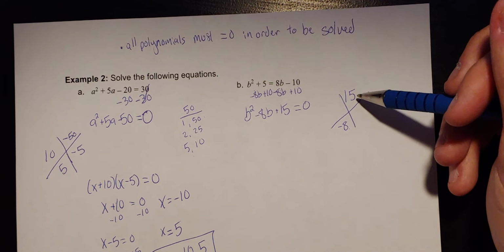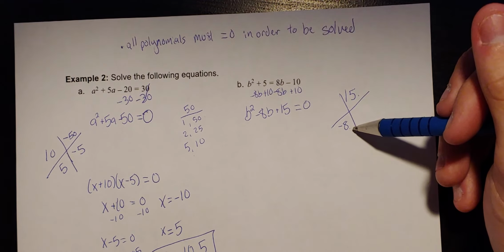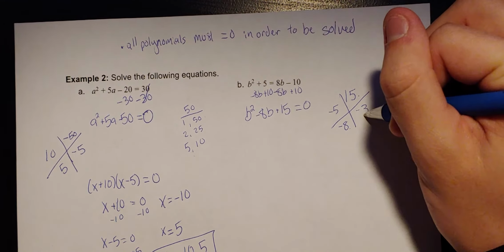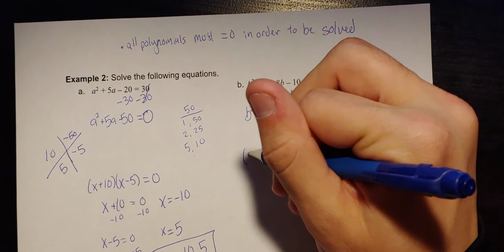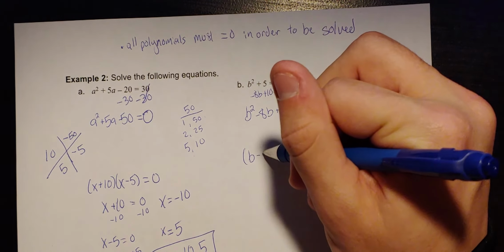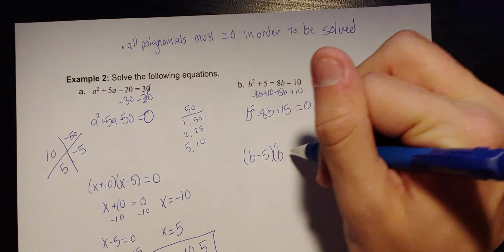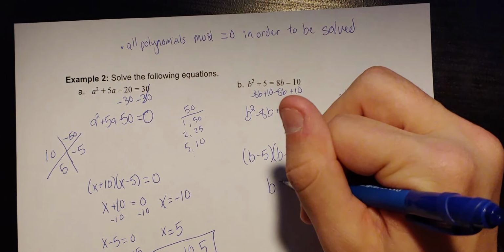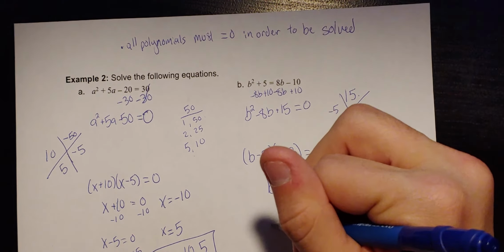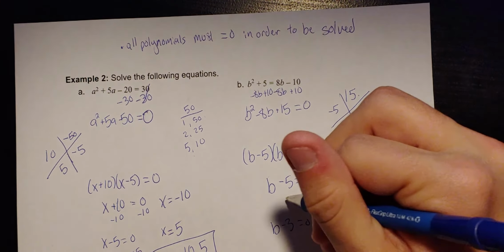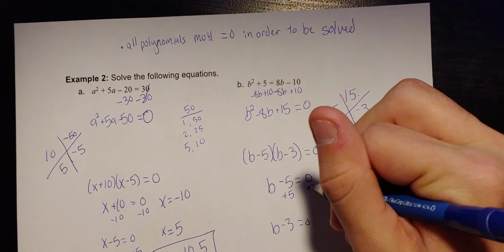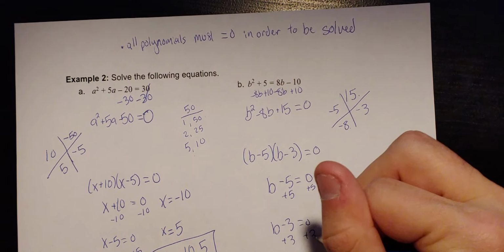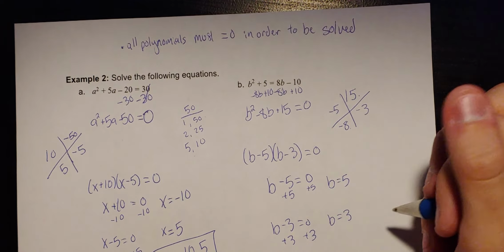Okay, so two numbers that multiply to 15 and add to 8 are 5 and 3. And then, like I said, they both have to be negative. So negative 5 and negative 3. So to rewrite that as a factored expression, we have b minus 5 times b minus 3 equals 0. And then my two equations, b minus 5 equals 0 and b minus 3 equals 0. And then I'm just going to add 5 to both sides on the top to get b equals 5, and add 3 to both sides on the bottom equation to get b equals 3.